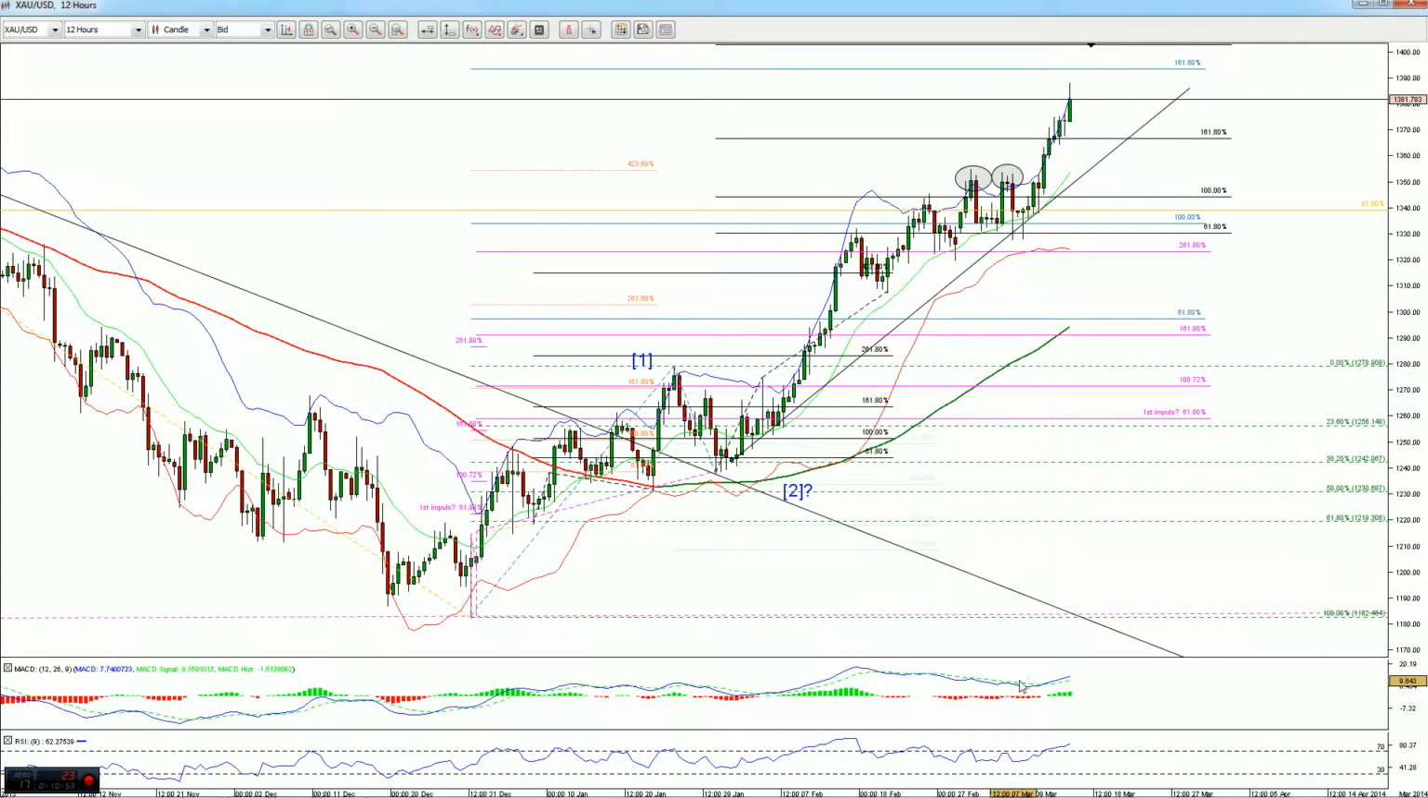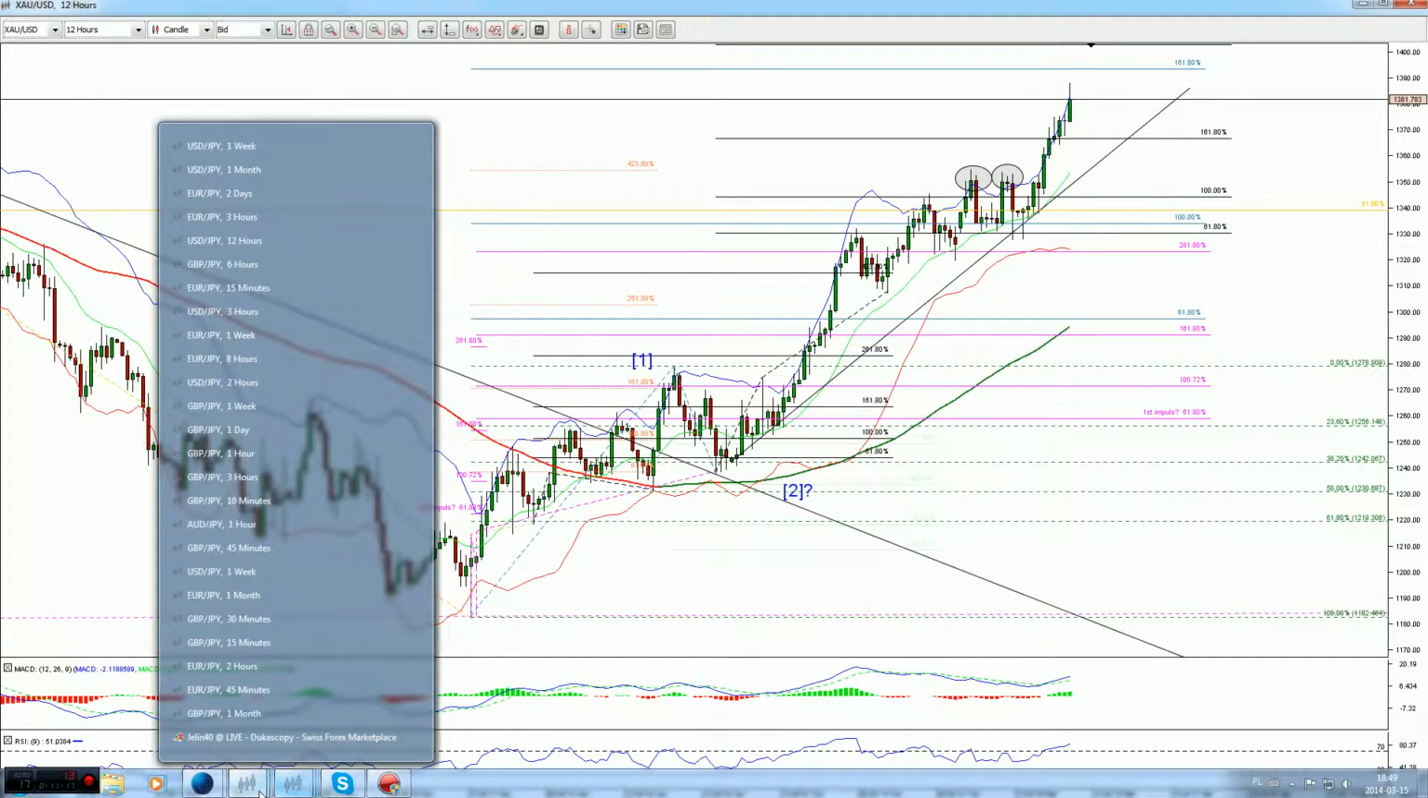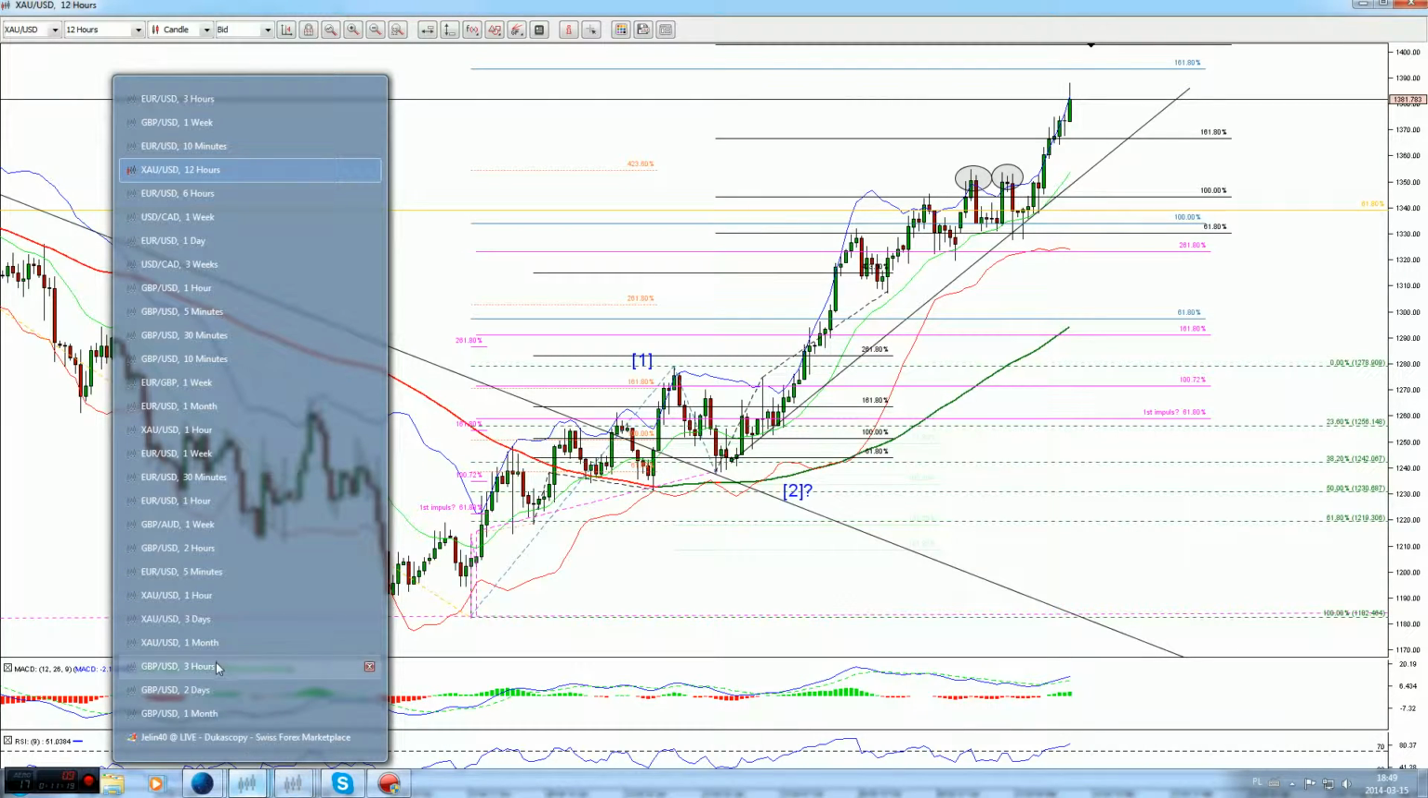Especially the MACD indicator is not making a new high, so this is a divergence already. Moving average convergence and divergence predicts a trend change, and this is a support line. Sorry, for this market, we may have a break through this support line. Good. I think this is the most important stuff.